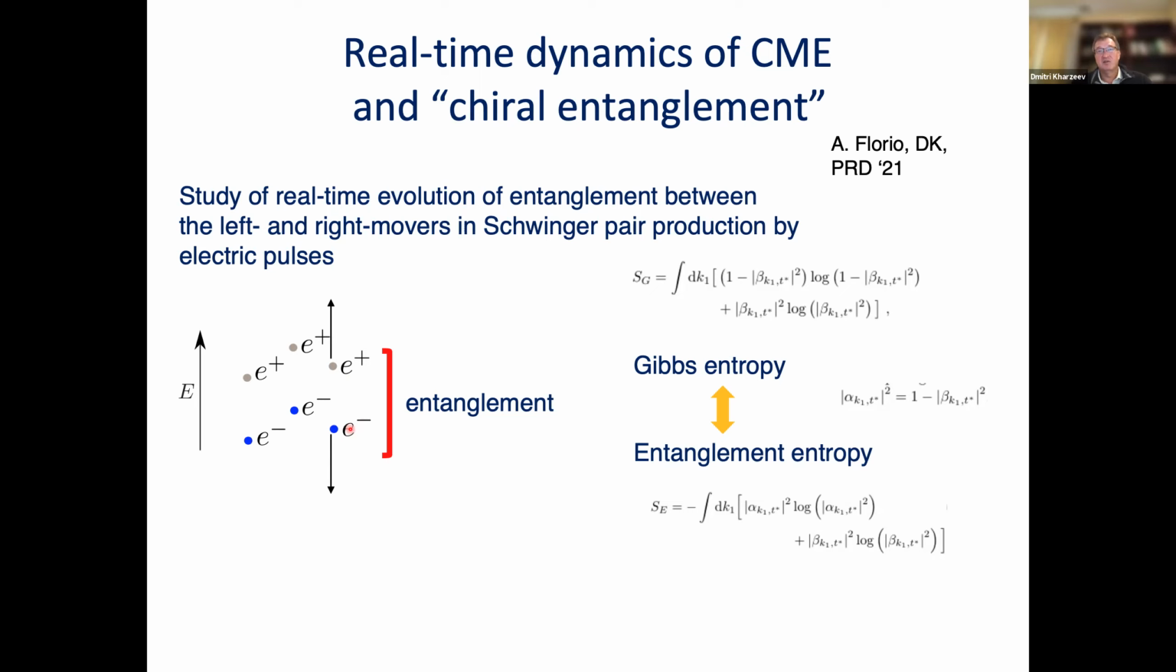On one hand, one can simply use formulas of statistical physics and compute the Gibbs entropy of the system of electrons and positrons produced. Or one can, let's say, take a trace over all electrons and compute the entanglement entropy of positrons with electrons. And what we found in this paper is that these two entropies exactly coincide. So one can think of this entanglement as being a microscopic origin of Gibbs entropy. And I think it's quite interesting to think about this connection.